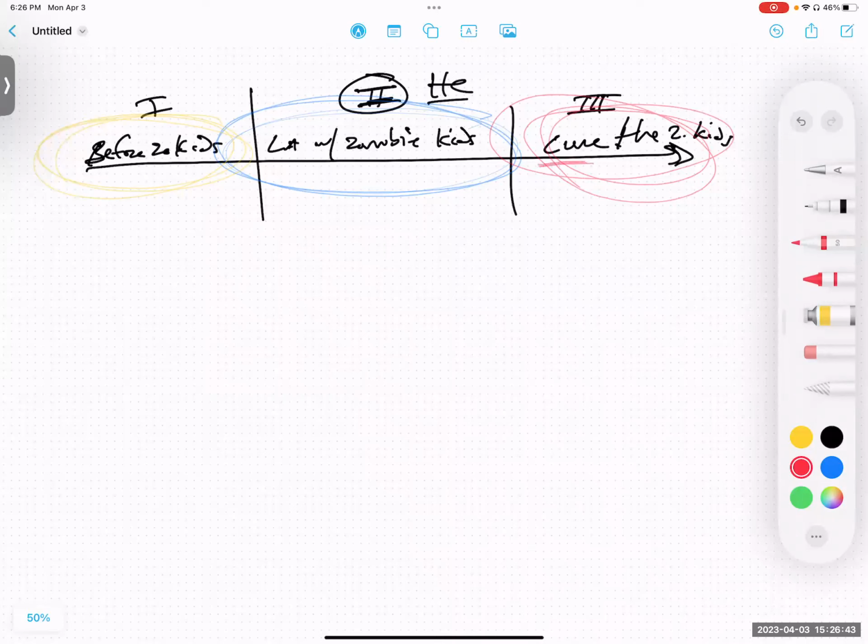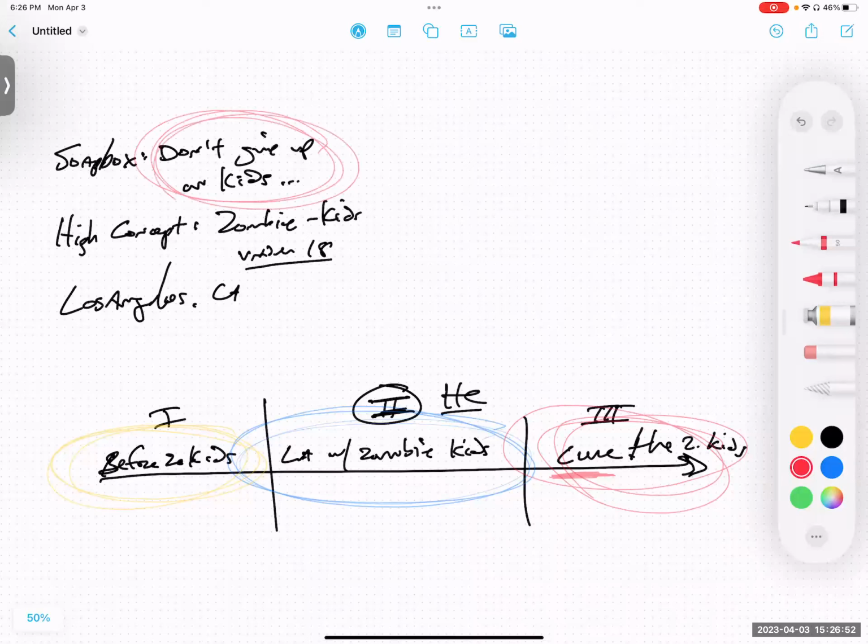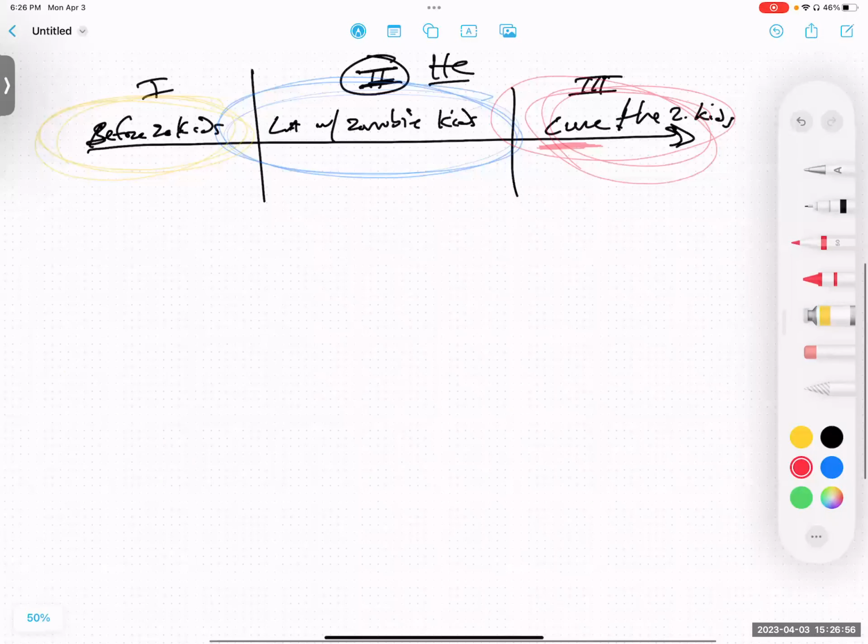Now, how do I know I want to cure the zombie kids? Why can't we just kill all the zombie kids? Well, the reason we don't want to kill all the zombie kids is, remember our soapbox: don't give up on the kids because the kids are our future. So that will inform us into the resolution.